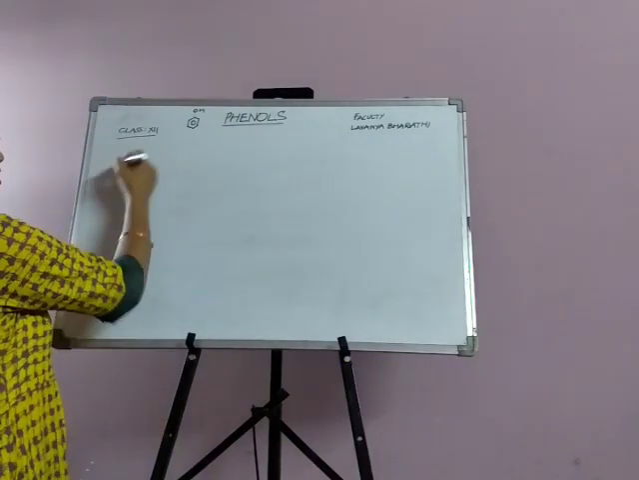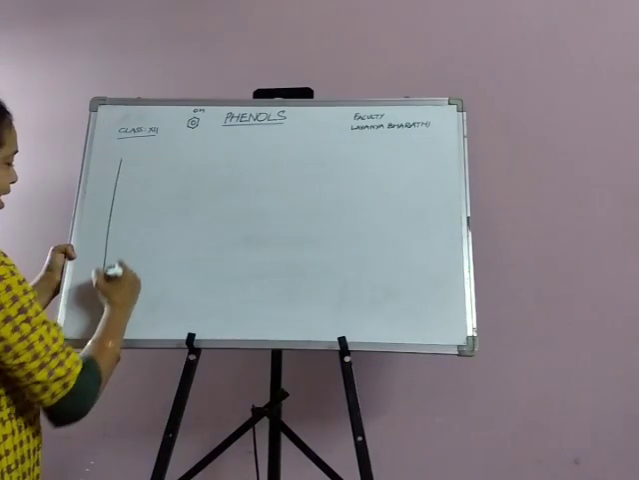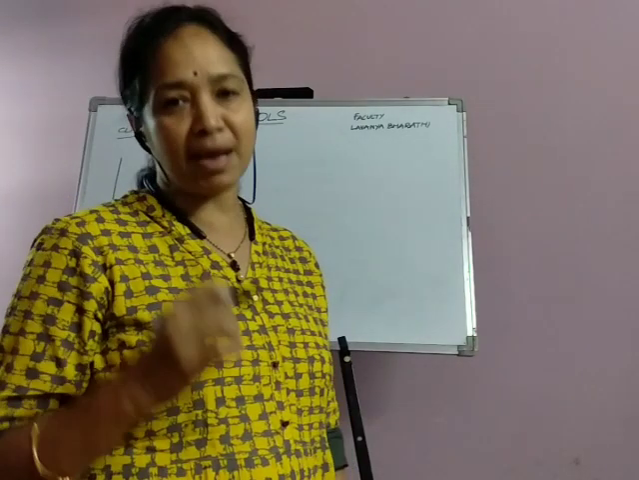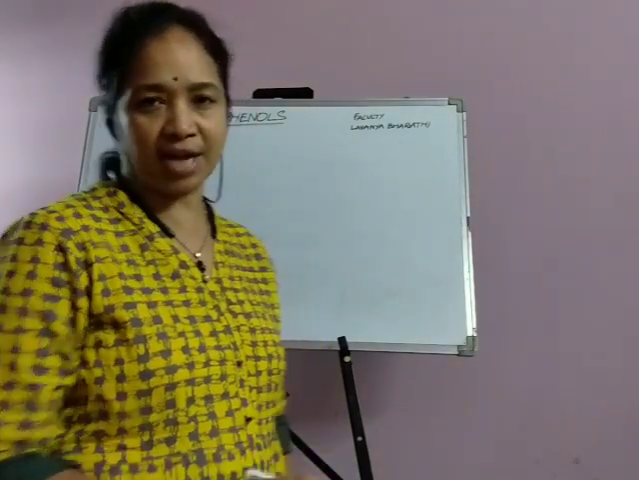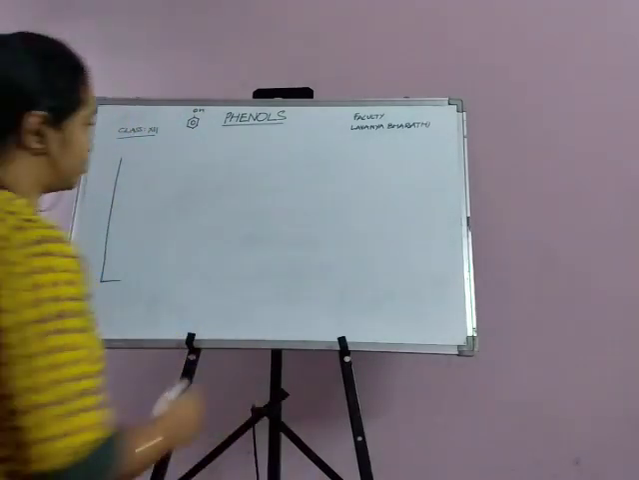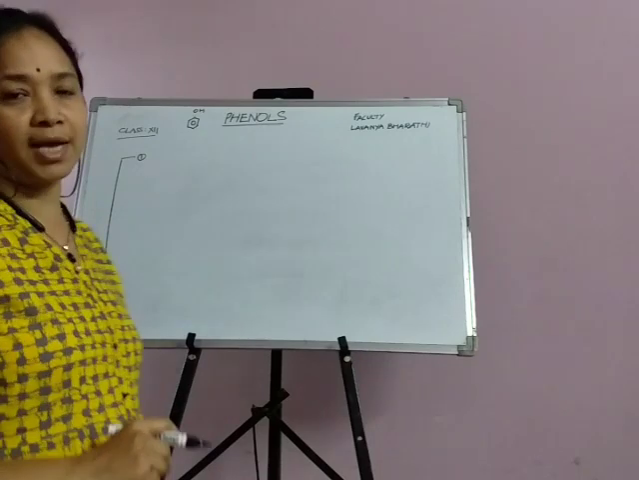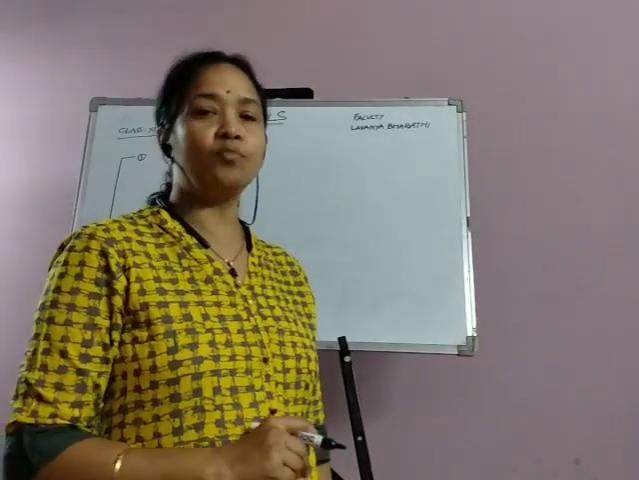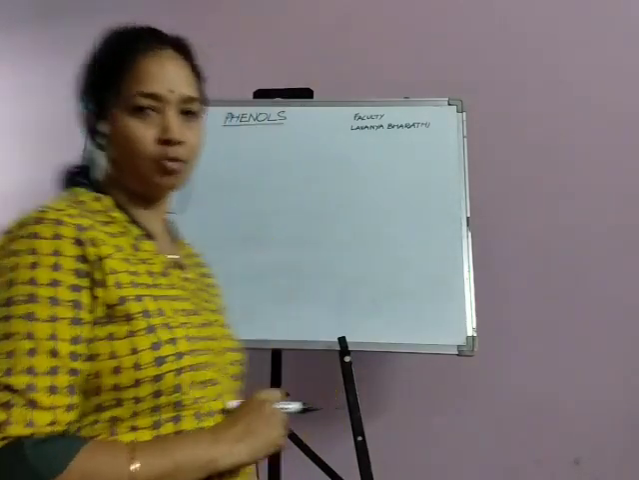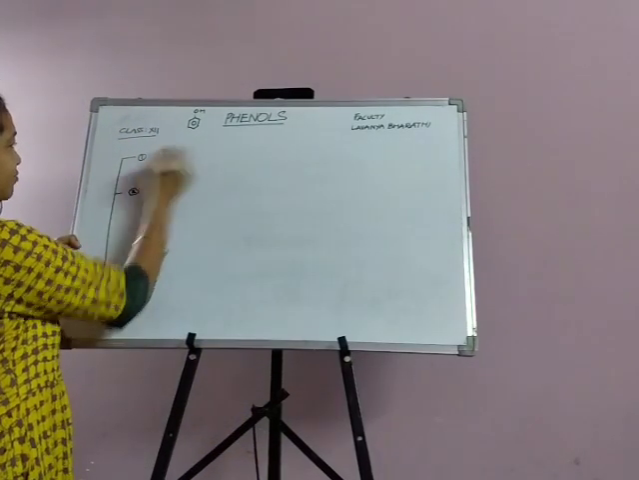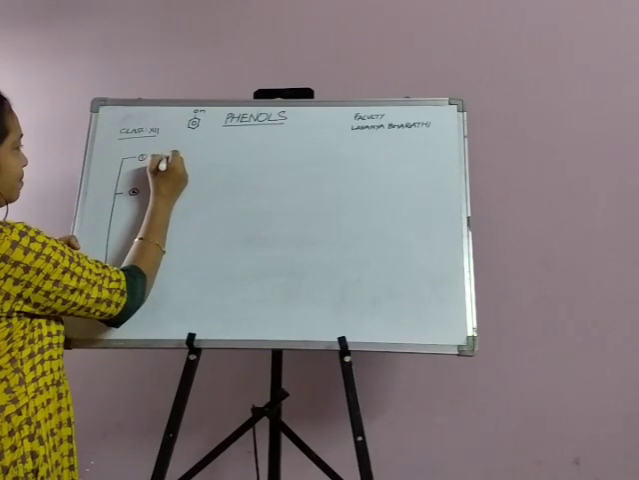Coming to the phenols, let us go with the flowchart method. As I tell you, this is the best method to remember any type of chemical reaction of any organic compound. So there are 4 methods. The first method, we go with chlorobenzene. So we can prepare phenol from chlorobenzene.